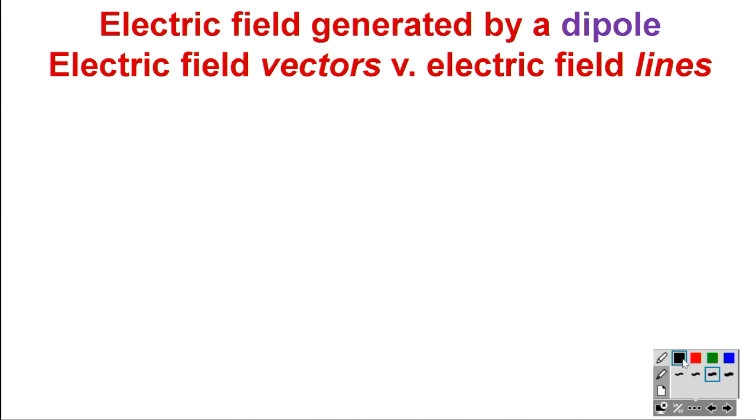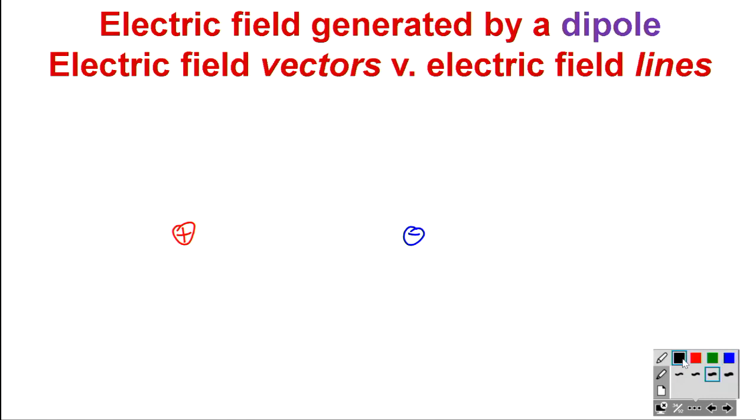Now, let's practice. Let's say we have a dipole. A dipole is a system of two charges which have the same magnitude but opposite polarity. One is positive, second is negative. That's what we call a dipole. If plus and plus or minus and minus, we don't call it a dipole. We just don't call it anything.